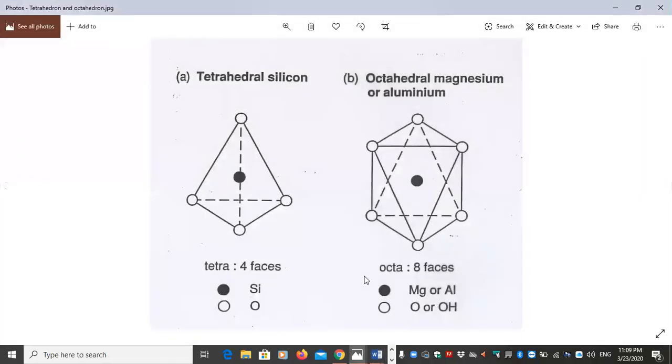Just to show you how it looks, where it comes from and the shape. So this is the tetrahedral silicon in the center, and these are the four oxygens. And if you look at the faces, the base, this side, and one in the back, that gives you four faces. And here the octahedral magnesium or aluminum, we have the central atom magnesium or aluminum surrounded by six oxygens to give you eight faces.